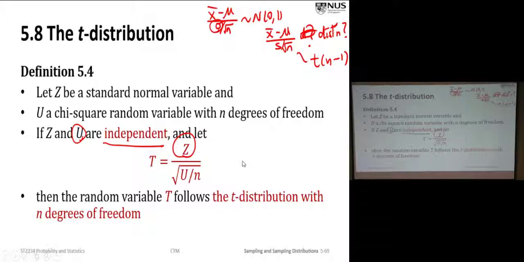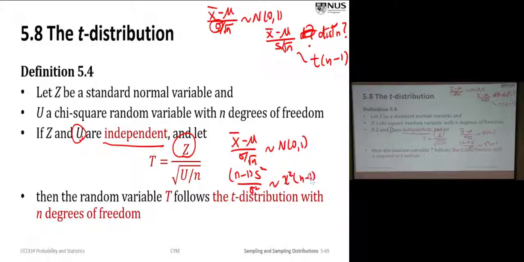Now the matrix comes. So x bar minus mu over sigma over root n is a standard normal. And in the previous slides, I said n minus 1 s square over sigma square is a chi-square distribution with n minus 1 degrees of freedom. So I have two random variables. The hard part is to prove that they are independent, which can be shown, but it's not within this module.